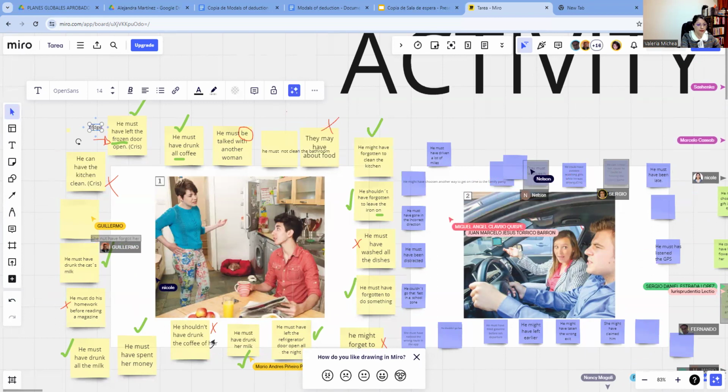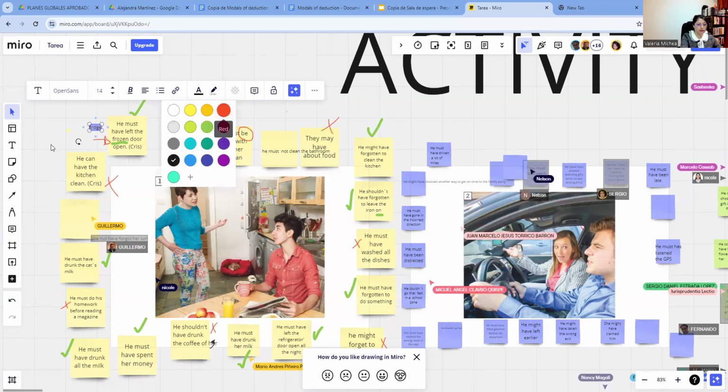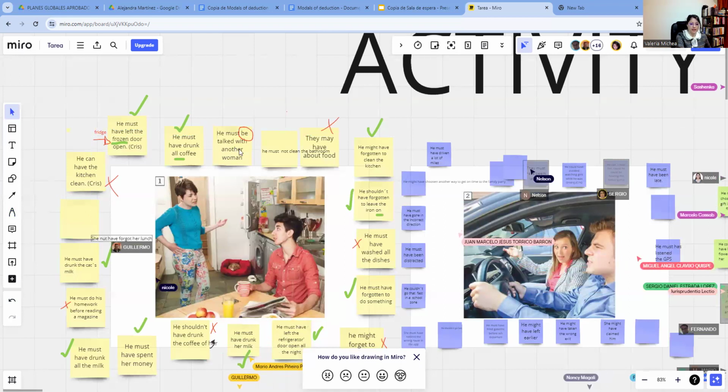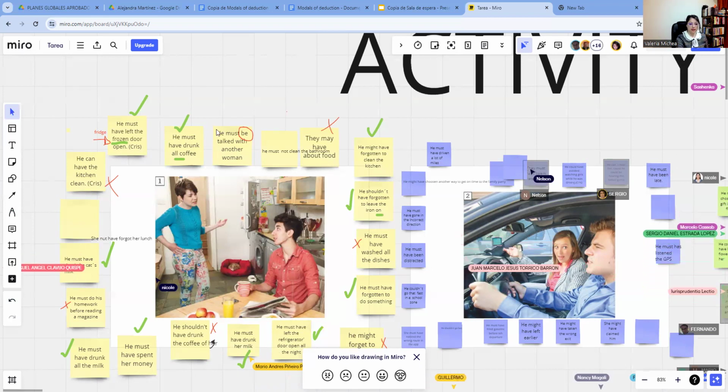Fridge. Let me mark it in another color. Oh yeah, fridge. Then we have another example here. It says, "He must be talked with another woman." "He must be talked to another woman." What is the problem with this one? Who can help me here to fix the problem with this sentence?